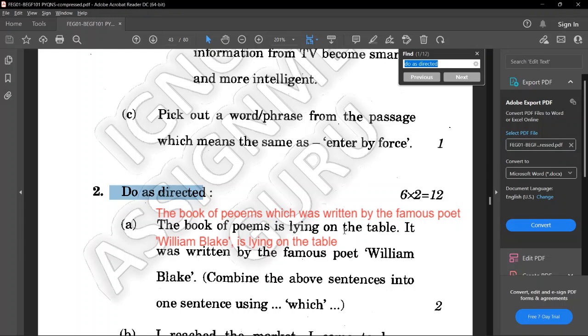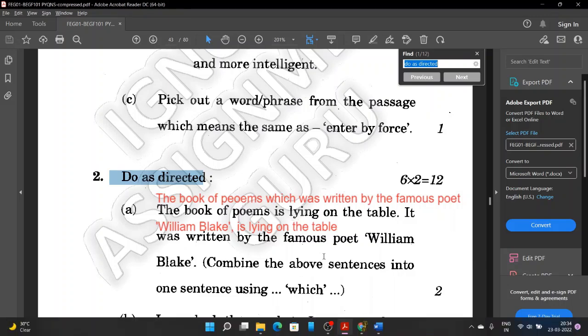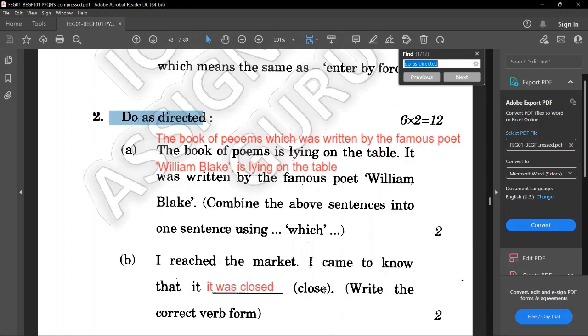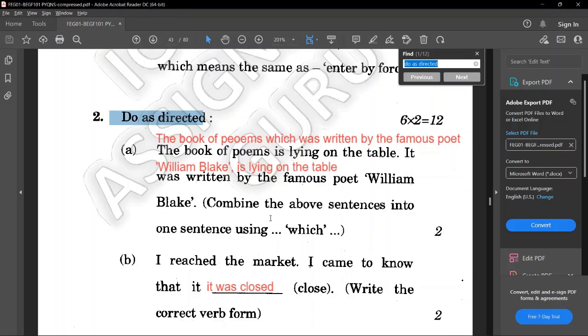The book of poems, do as directed again. So, question A. The book of poems is lying on the table. It was written by the famous poet William Blake. Combine the sentences using the word which. So when you're combining the sentences using some word, the sentence formation itself might change. So in this case, the book of poems, which was written by the famous poet William Blake, is lying on the table. So which was is the conjunction.